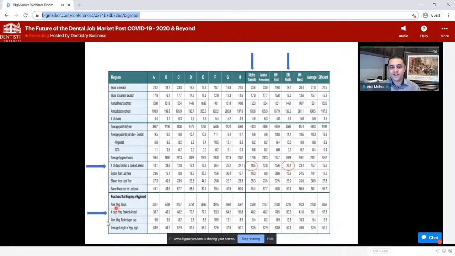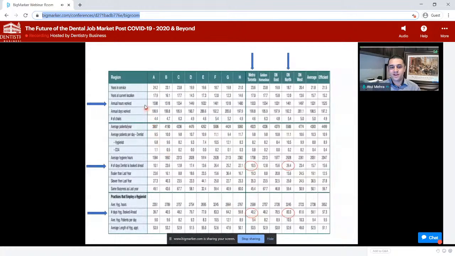Another interesting one here is the number of days hygiene is booked ahead. Metro Toronto area, 40.2 days of hygiene booked ahead. Northern Ontario, 83.3. So more than double the number of hygiene days booked ahead. That's a significant difference, and it's just the region, based on the number of dentists and the population, and just supply and demand.